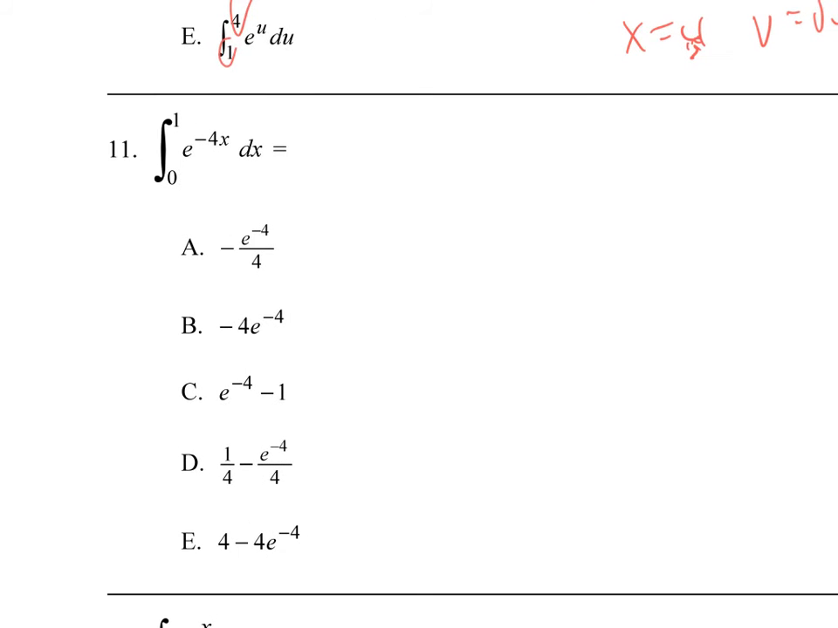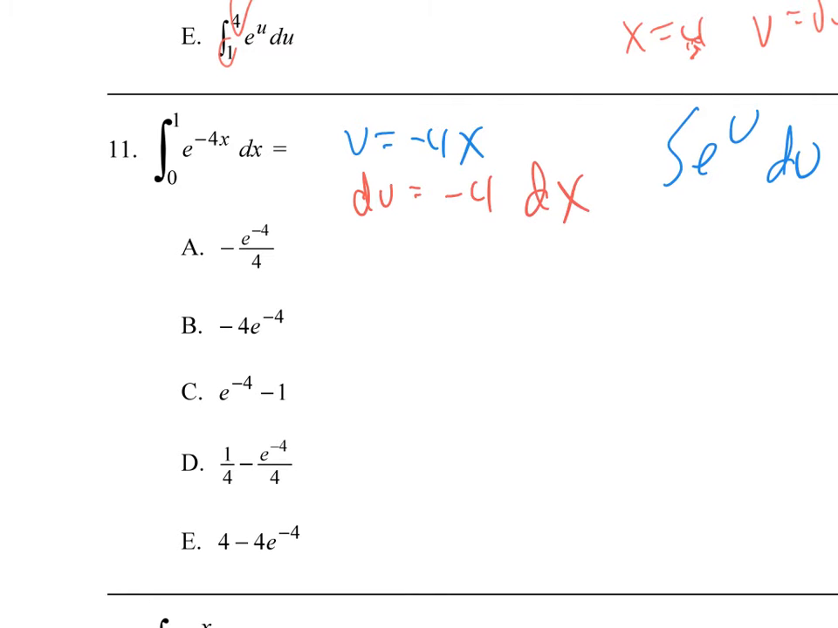11. Let's see how ugly 11 is. Again, I'm integrating. This time I don't know what he did because he has answers. So I'm just going to do it my way. I'm going to let u equal negative 4x because I want to integrate, again, e to the u du. So if u is negative 4x, then du is going to have to be negative 4 dx.